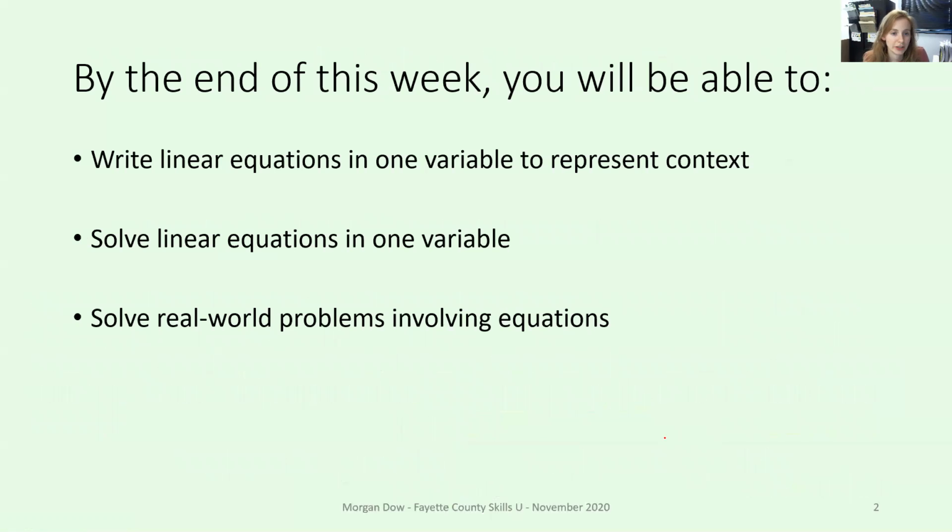All right, so our learning goals for this week. By the end of the week, you will be able to write linear equations in one variable to represent context, solve linear equations in one variable, and solve real-world problems involving equations. So that means like word problems.